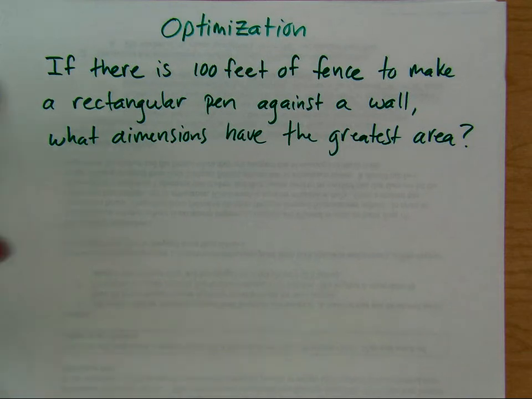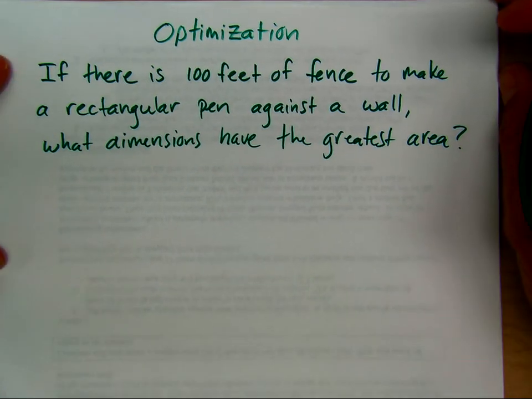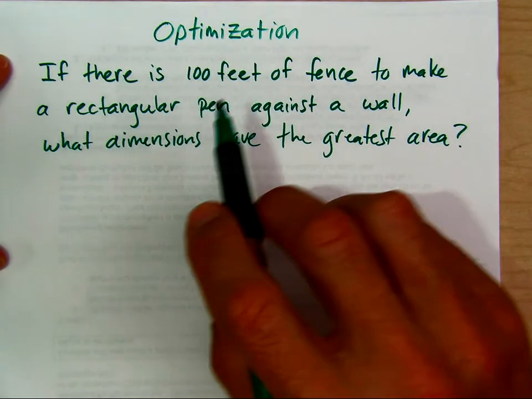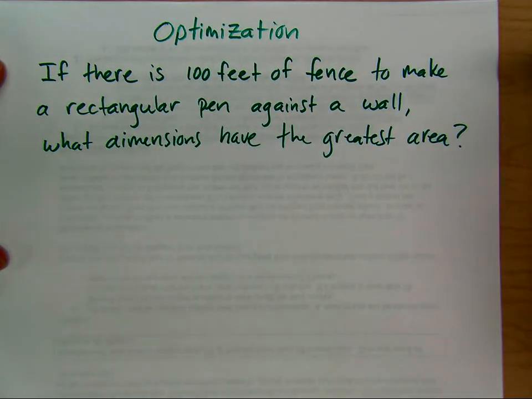In this lesson, we'll talk about something called optimization. If you have something that is optimal, it means the best or the desired case. That could be a maximum value or a minimum value. That's what we usually look for.